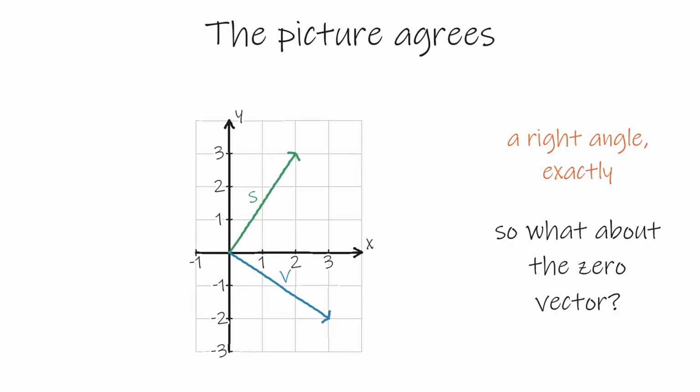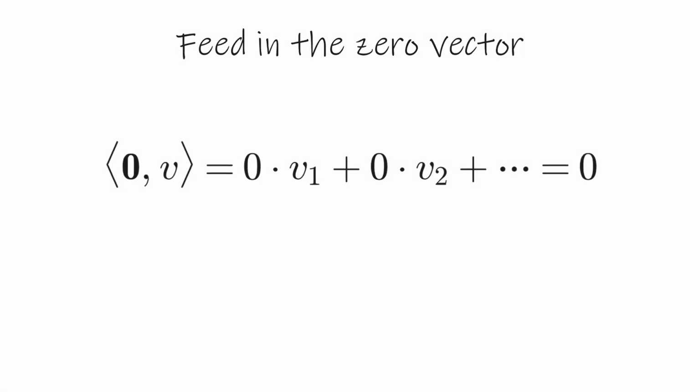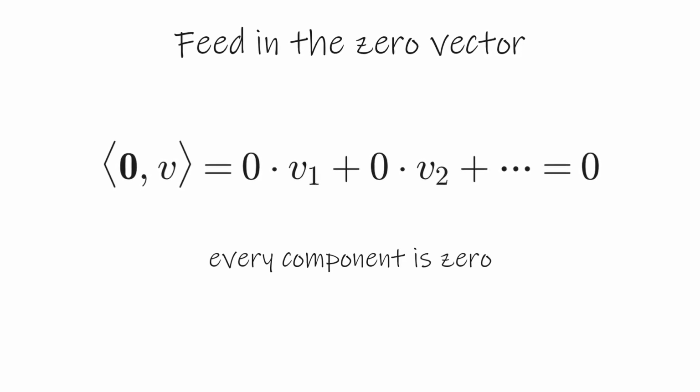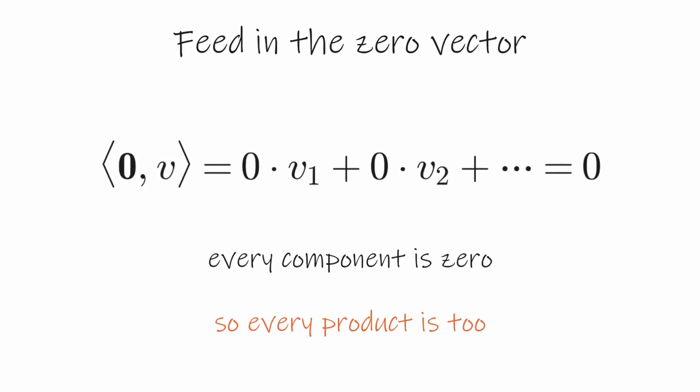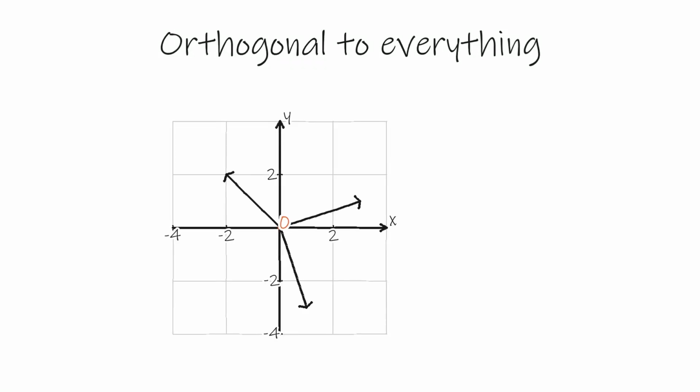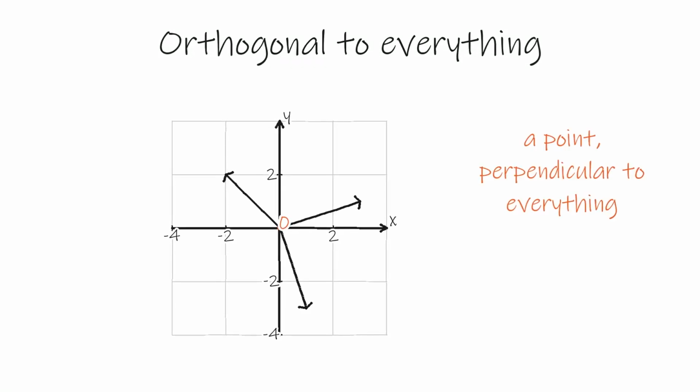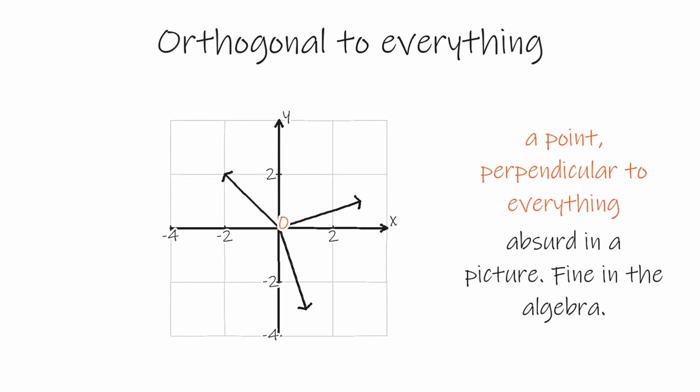So what about the 0 vector? The 0 vector's inner product with v is 0. Every component is 0, so every product is 0. So the 0 vector is orthogonal to every vector there is, a point, perpendicular to everything. Absurd in a picture. The operation obeys rules, and they're the ones you'd hope for.